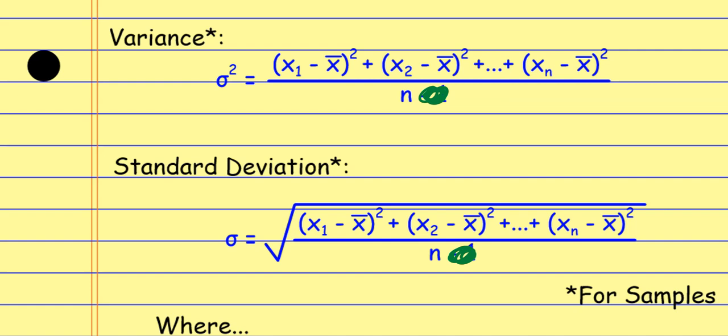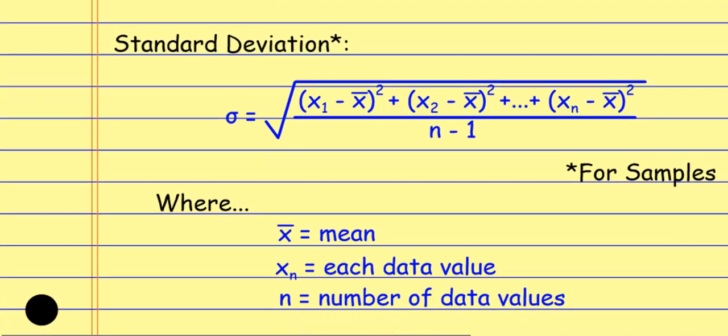Eventually, when we do this on the calculator, you'll see the population variance and standard deviation, and you'll also see the sample variance and standard deviation. We're going to stick with the sample here, using the n minus 1, just because most of the time that's what we're looking at. We're looking at samples, and so these are the formulas that we're going to use, okay?